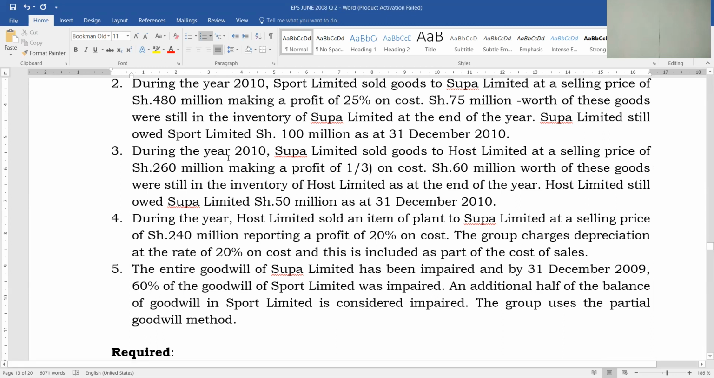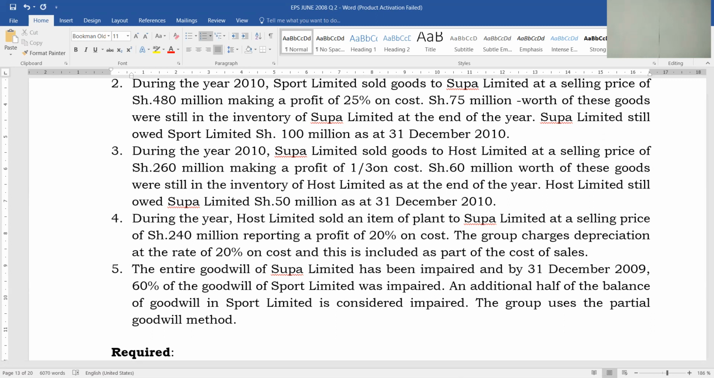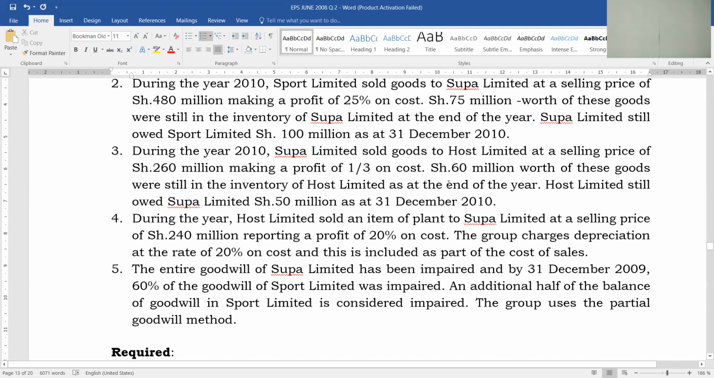So they say that during the year 2010, Super Limited sold goods to Host at a selling price of 260, making a profit of a third on cost. So shilling 60 million worth of these goods was still in the inventory of Host Limited at the end of the year. So Host Limited still owes Super Limited shilling 50 million as at 31st December 2010.